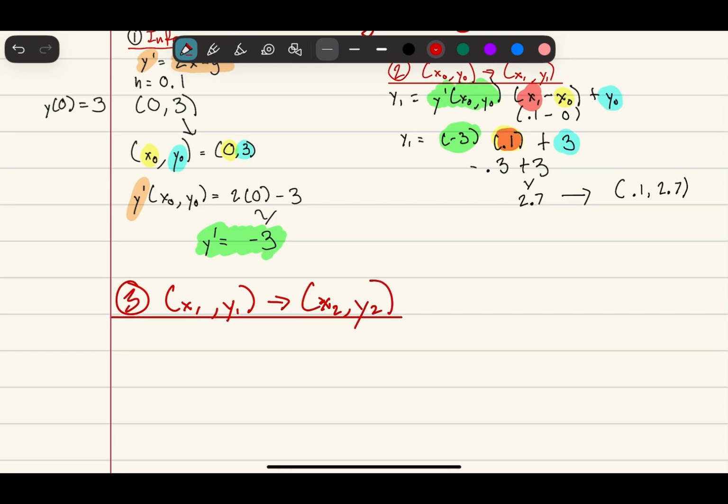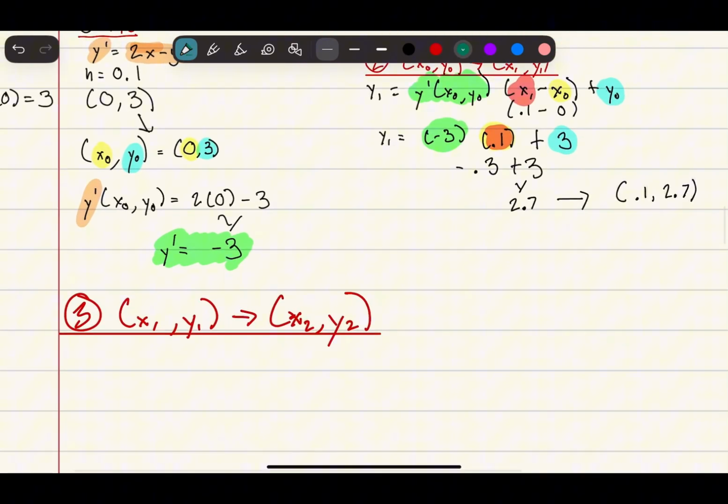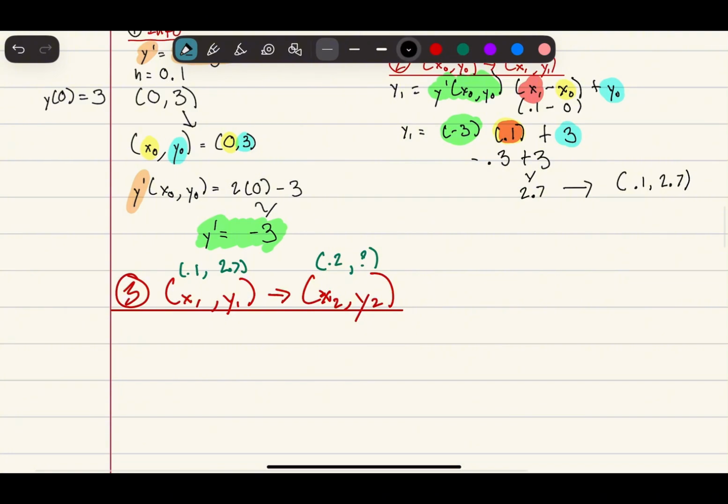And so we have our 0.1, 2.7, and then I like to put this as 0.2, comma, question mark, because that's what we're solving for. So yeah, we're just solving for the same thing again. Y2, because we go up, y prime, x1, y1, and then x2 minus x1 plus y1, boom.